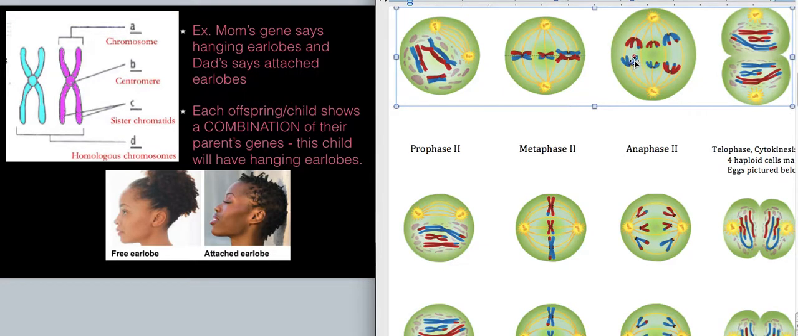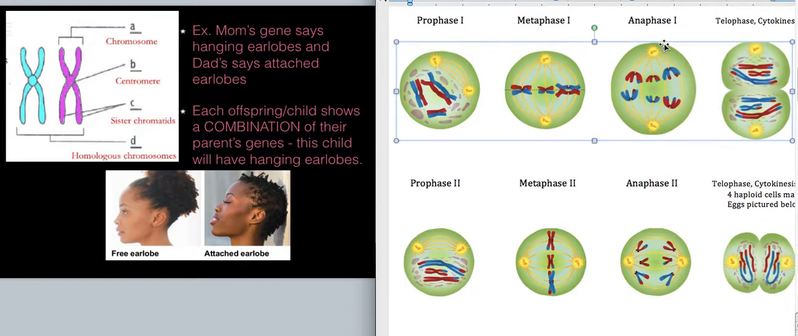You notice the red and the blue are mixing. Once you get to anaphase 1, the red and the blue chromosomes mix. So mom and dad's chromosomes are mixing, and that's something we're going to get to later. When you get down to telophase 2, instead of having one blue chromosome and one red chromosome, you're only going to have one of those. In other words, you only have one copy of each chromosome.